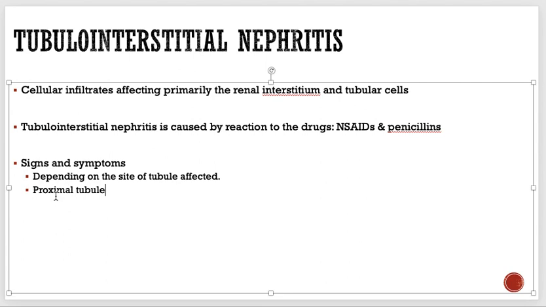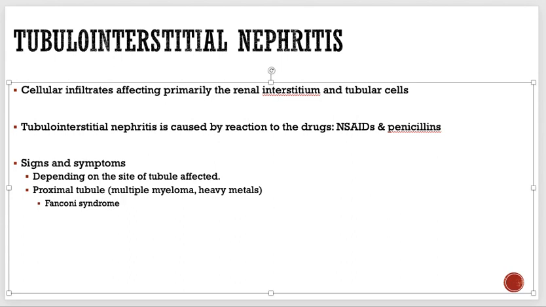The proximal tubule can be damaged in multiple myeloma or in heavy metal poisonings, right? So what can happen when the proximal tubule is damaged? The patient will present with Fanconi syndrome, right? I already explained what Fanconi syndrome is.